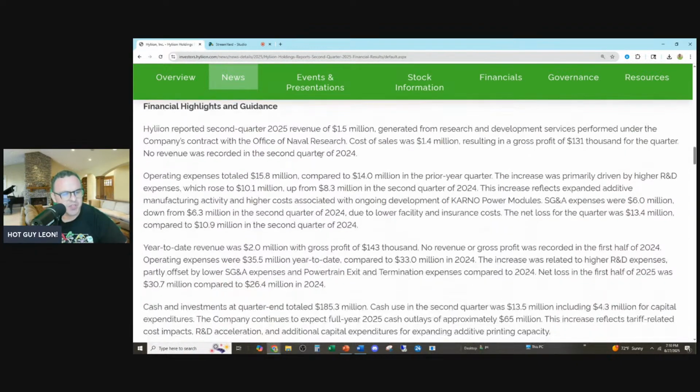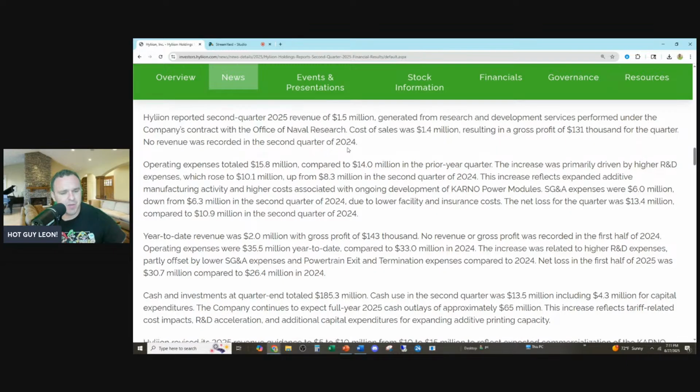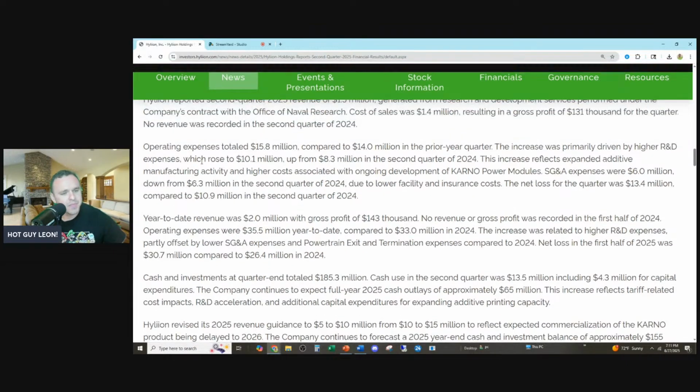All right, let's look at the financial highlights. Record revenue of $1.5 million. Wow. Cost of sales was $1.4 million. They have a gross profit? What? They made a profit from the sale? I'm in shock. With a gross profit of $131,000. No revenue was recorded in the second. Oh, wow. So they went from 0 revenue to $1.5 million. Wow. Look at that explosive growth.